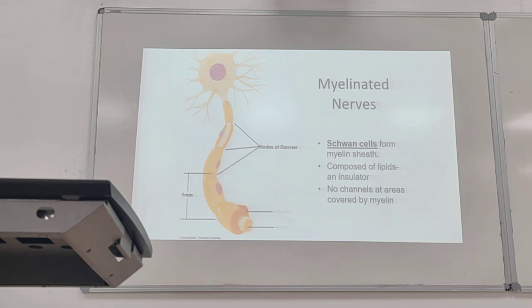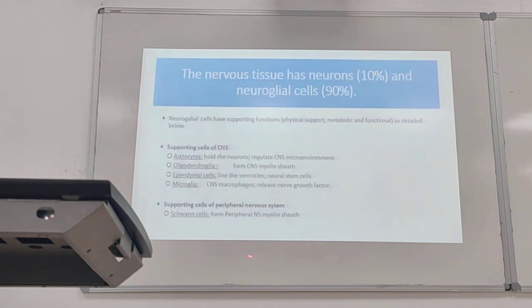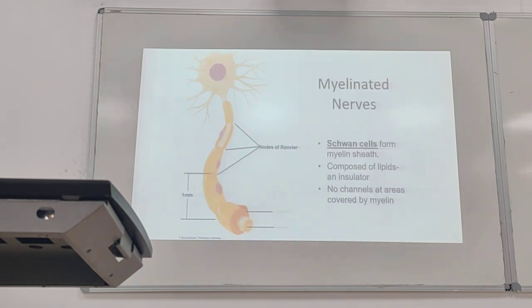So, what is the function of Schwann cells? Schwann cells, they form the myelin sheath. And for MCQ, you will prepare that Schwann cells, they form myelin sheath in the peripheral nervous system. Okay. So I told you that be careful about the figures.